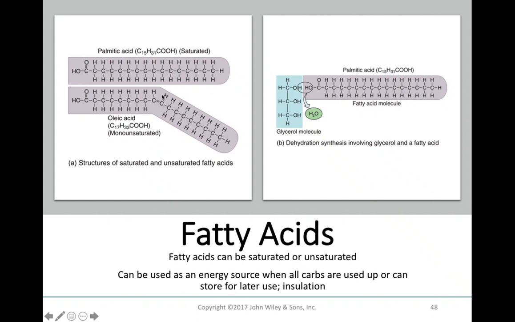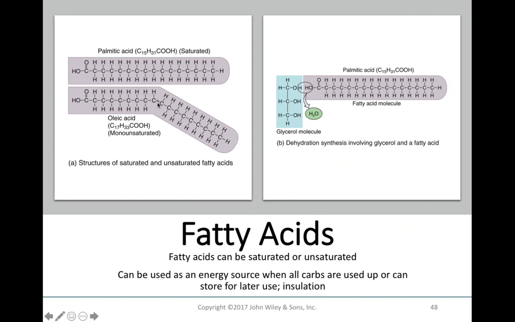But we have a double bond here, and based on the stereochemistry that's taking place at this double bond, that's going to cause this fatty acid tail to kink and move to the side. It's going to cause the bending here of this tail. And so these are the unsaturated fatty acids, and these are the saturated fatty acids.